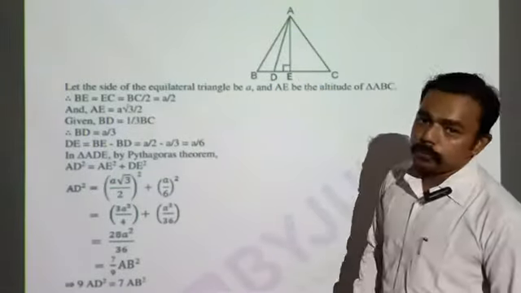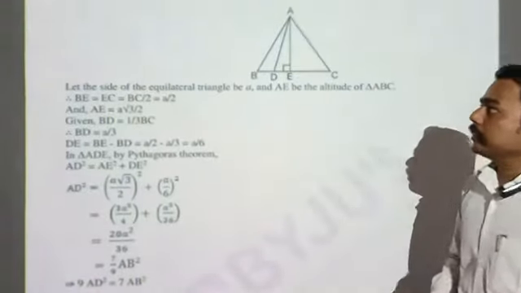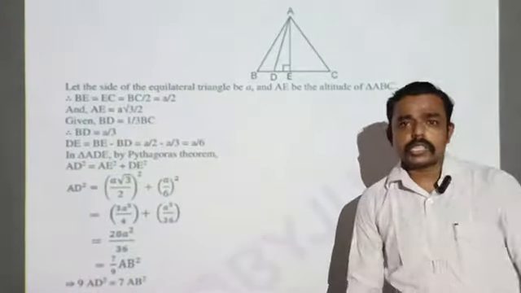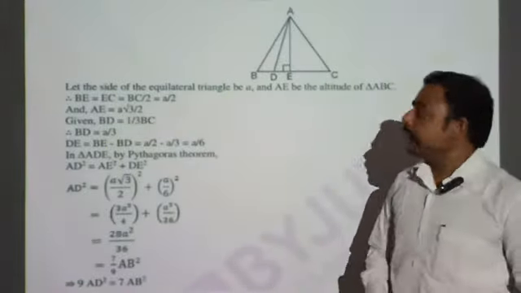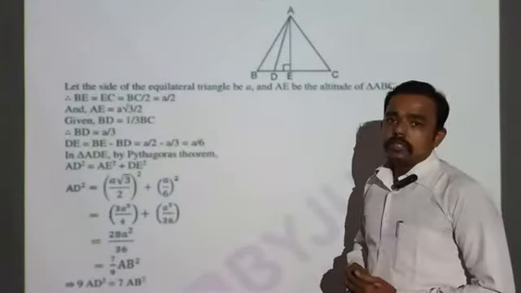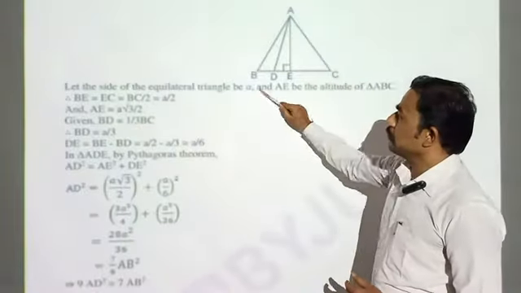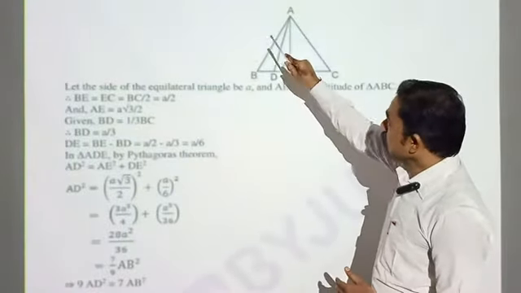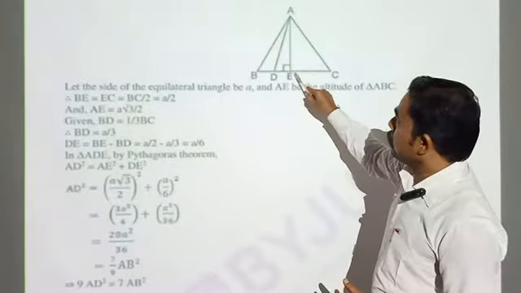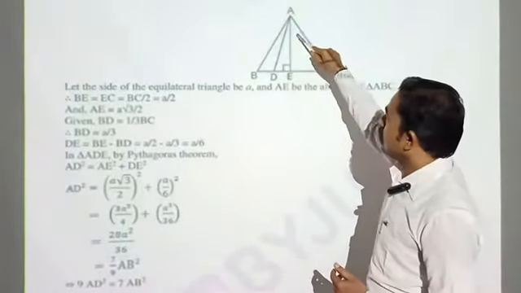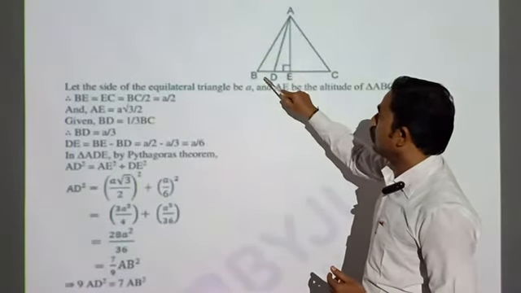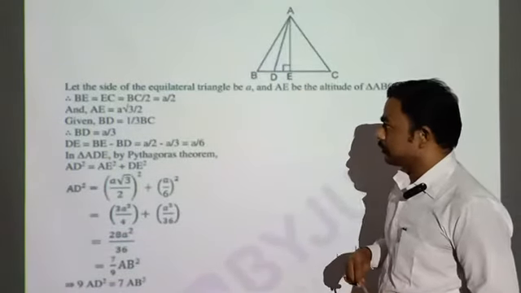Now we need to prove that 9 AD squared is equal to 7 AB squared. So now we are in a Pythagoras form. For that we need to construct a perpendicular line. So construct a triangle ABC. Here D is the point on side BC such that BD is equal to the given value. Now draw the perpendicular line DE on the side BC.